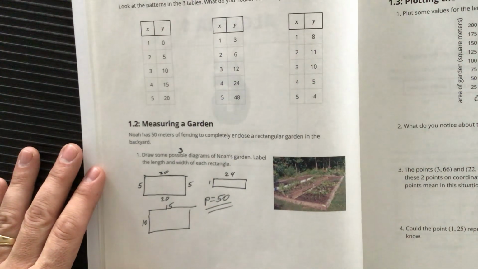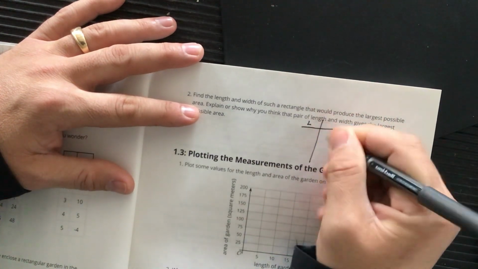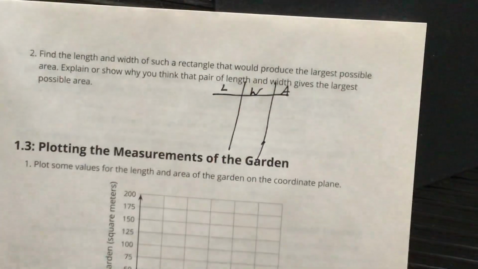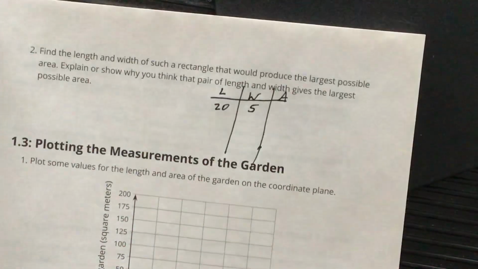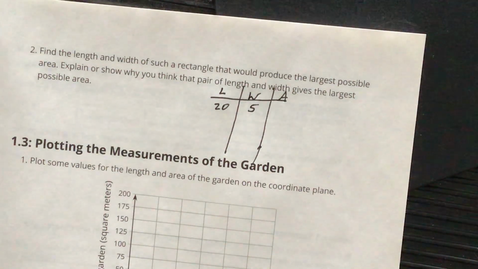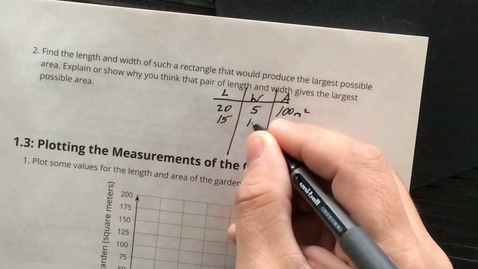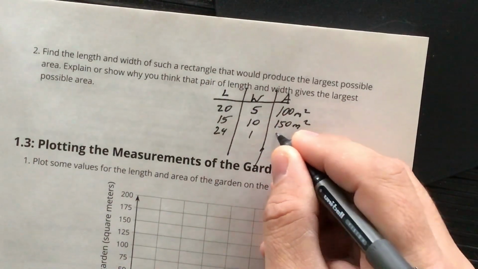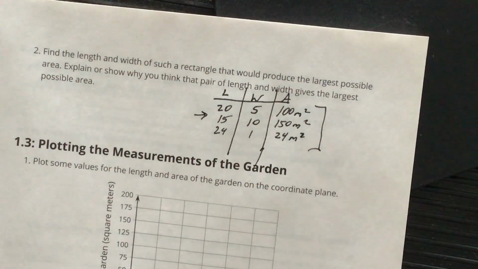So now number 2 says, find the length and width of such a rectangle that would produce the largest possible area. So I'm going to make a little chart here: length, width, area. I'm going to write down the ones that we did. First one we drew was 20 and 5. What was the area? If it's 20 and 5, it'd be 100, right? 20 times 5. Next one we said was 15 and 10. That's 150. And then we did 24 and 1. So it wants me to figure out how to get the biggest area. Right now it's this guy, but there might be ones bigger than that.